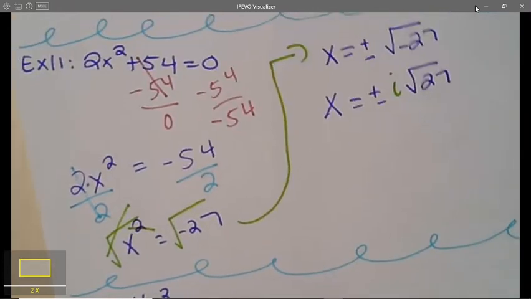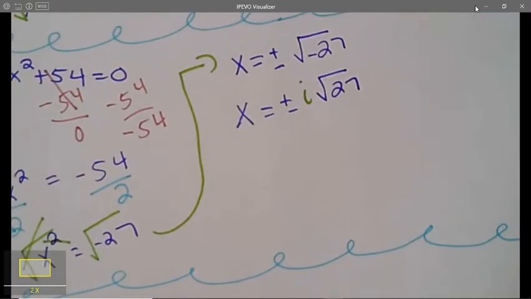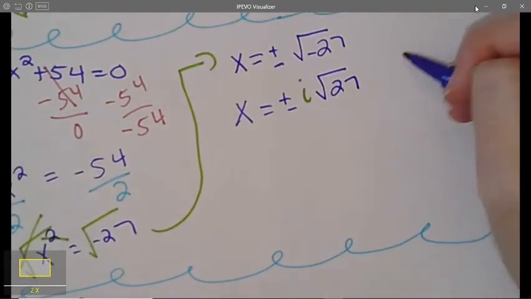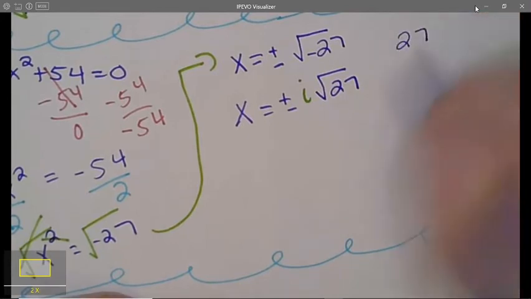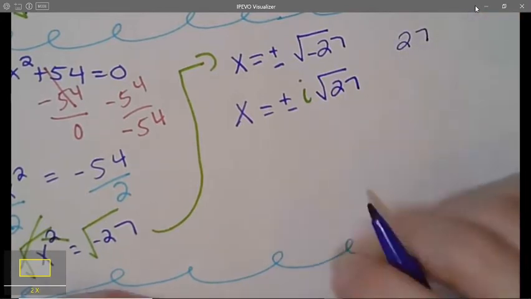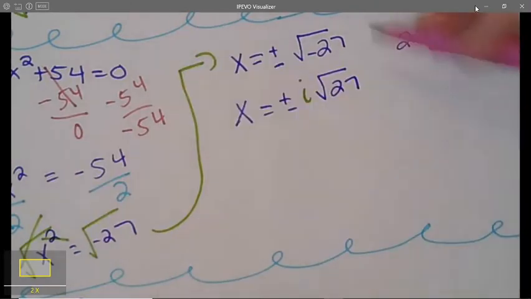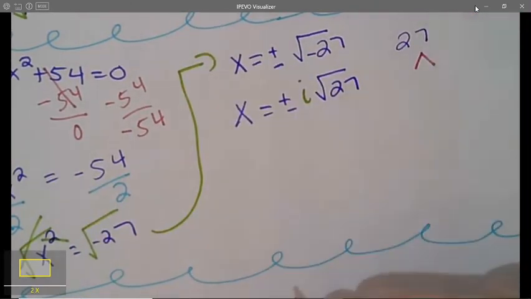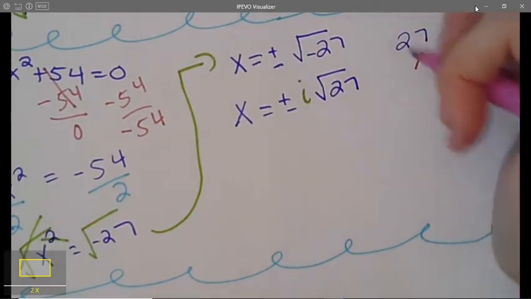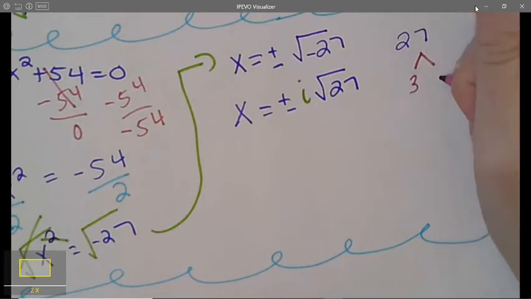The square root of 27 is not a perfect square, which means I have to do a factor tree. I need to break it on down. So let's break it down. Two numbers that multiply to be 27? Well, that would be 3 and 9.